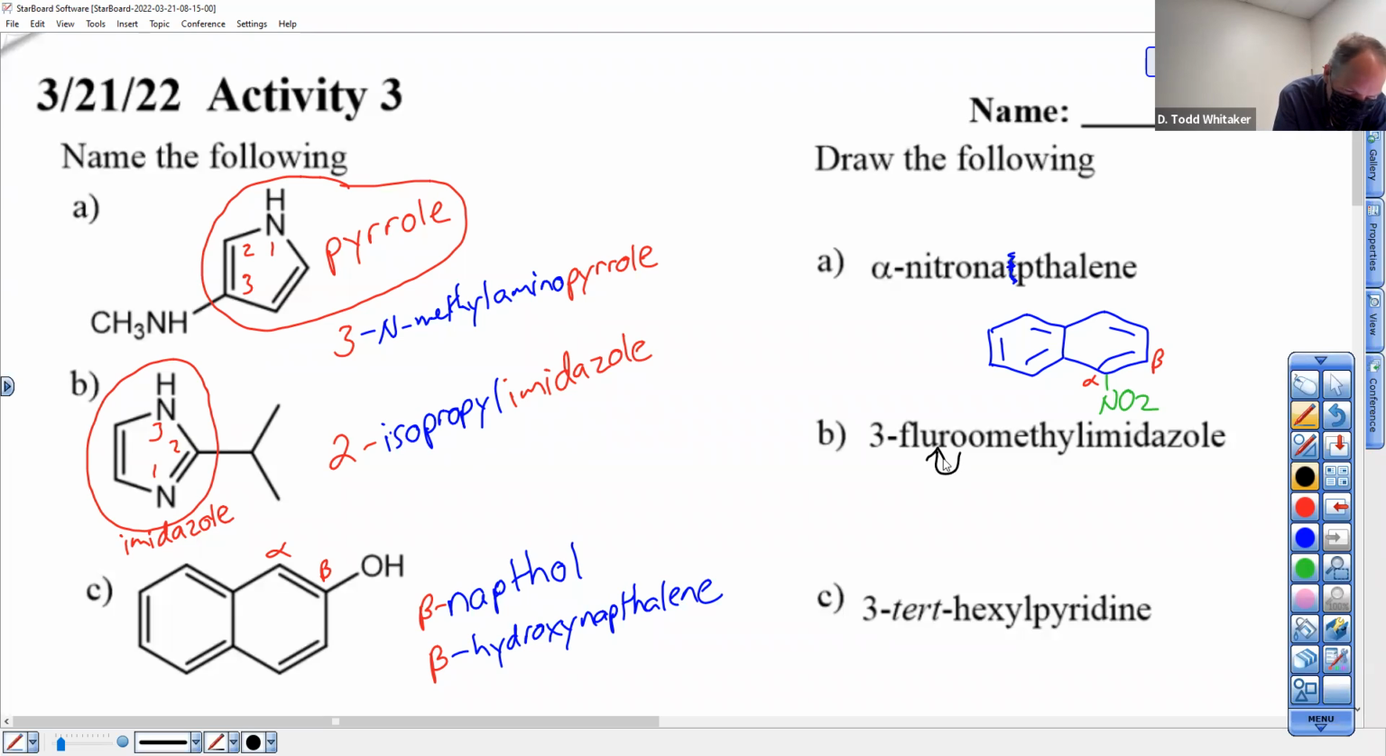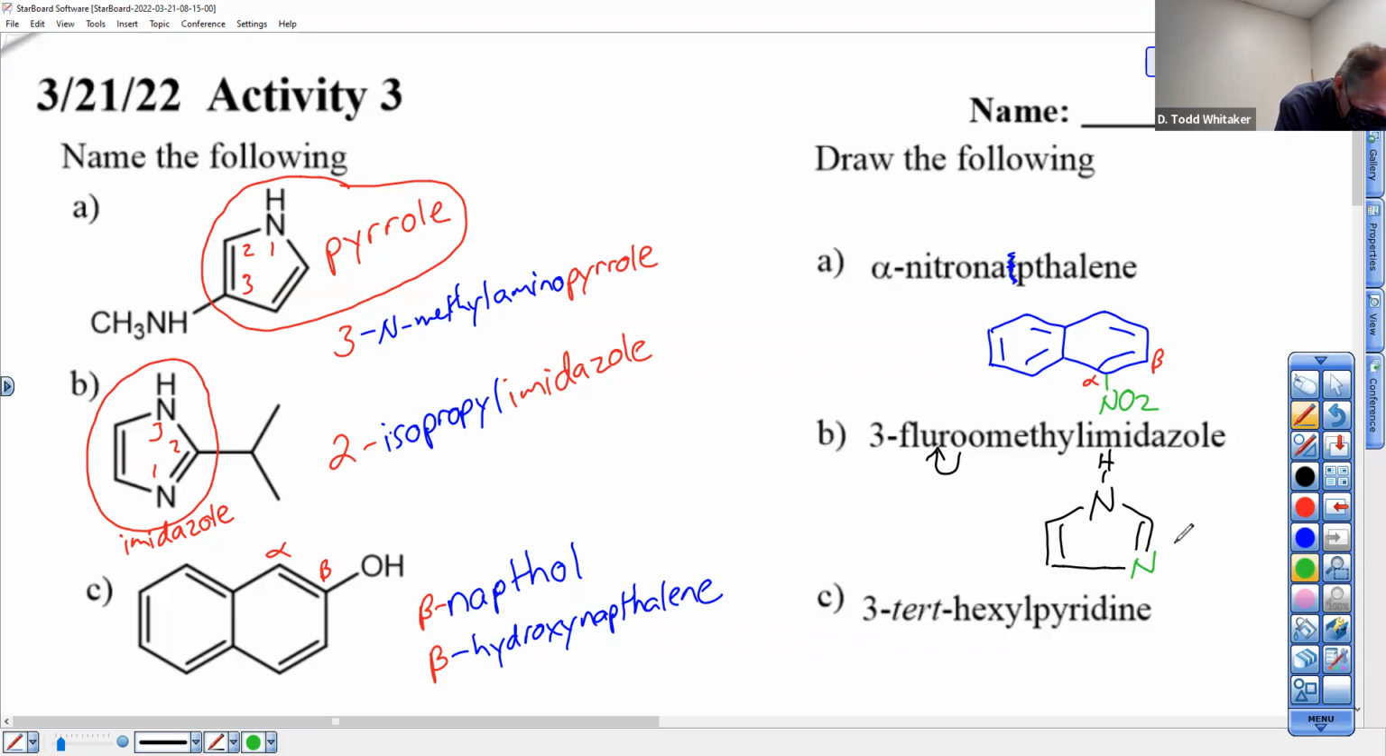And we have to learn how to draw imidazole. How do you draw imidazole? Well, you draw pyrrole. Here's pyrrole. It's not imidazole. There's pyrrole. Take one of the corners that's 2 positions away from the nitrogen, put a nitrogen there. There's imidazole.